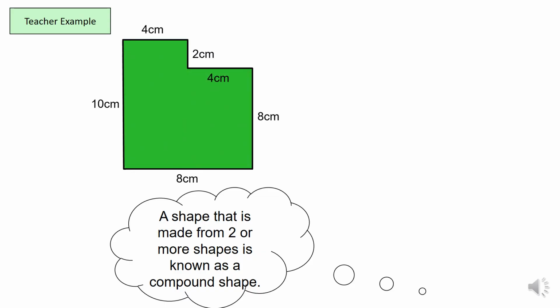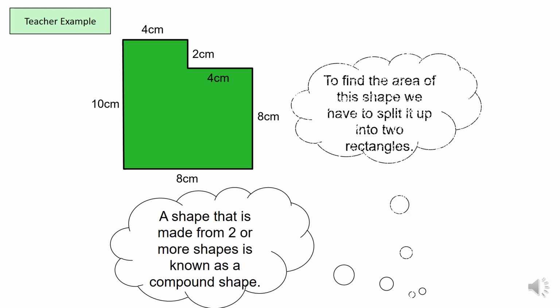Now, we already know what a compound shape is. A compound shape is when you have two or more shapes which are joined together to create another shape. In order to find the area of compound shapes, we must split the shape into two rectangles. In this case, it will be two rectangles anyway. So we've split it this way, and now we are just focusing on working out the area of each of those shapes that have been split, or each rectangle.